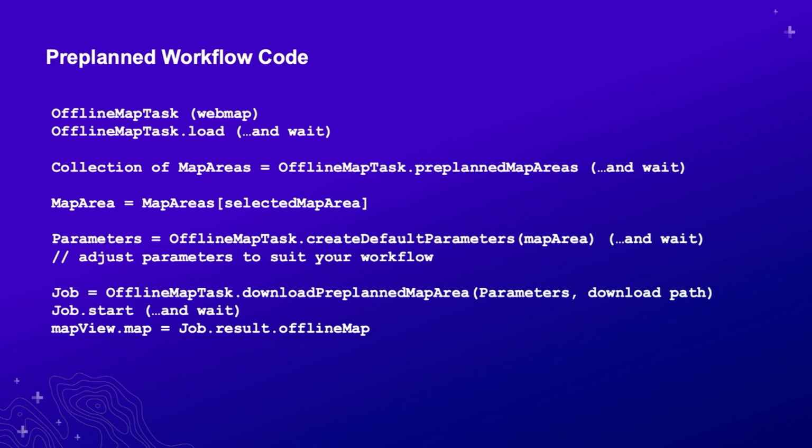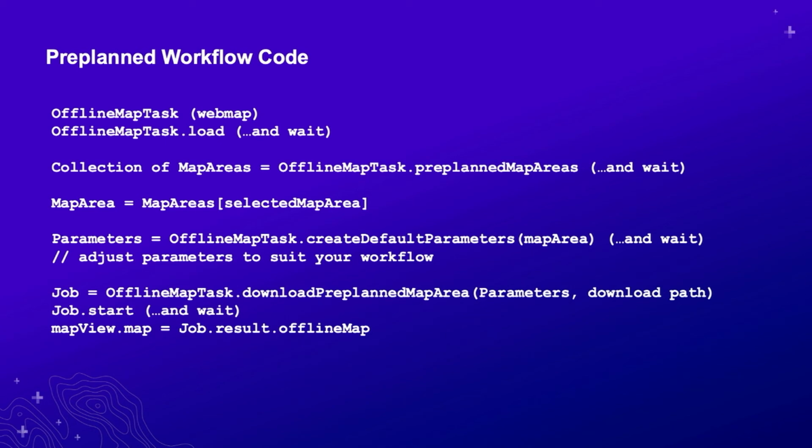Now, the way that all the tasks in the runtime work, first of all, you've got to create the default parameters. That loads up the default parameters for that offline map. And then you can tweak them. We won't go into the details of tweaking them here because they're supporting more advanced scenarios. That's all covered in the third workshop. And then once you've got your job started, once it's finished, you take the result and you bind the offline map to the map view's map.